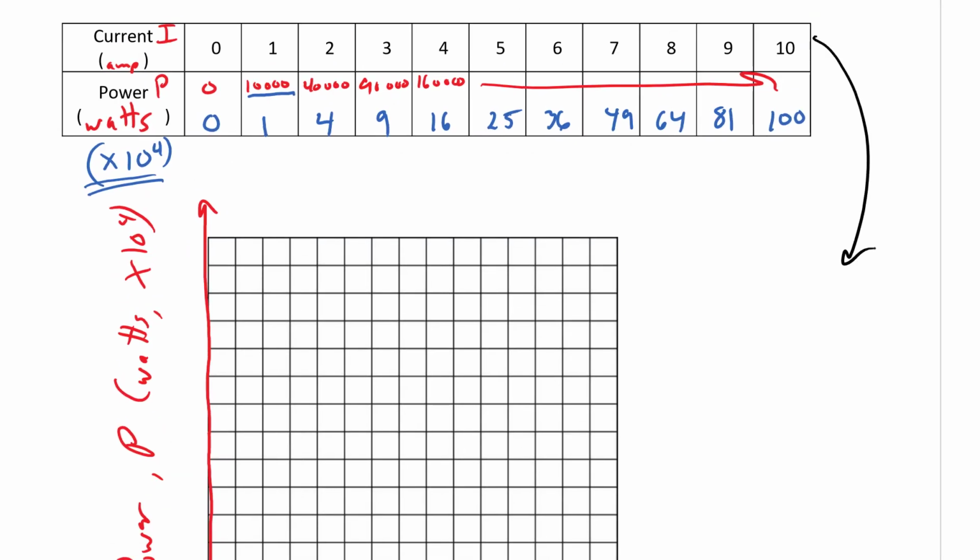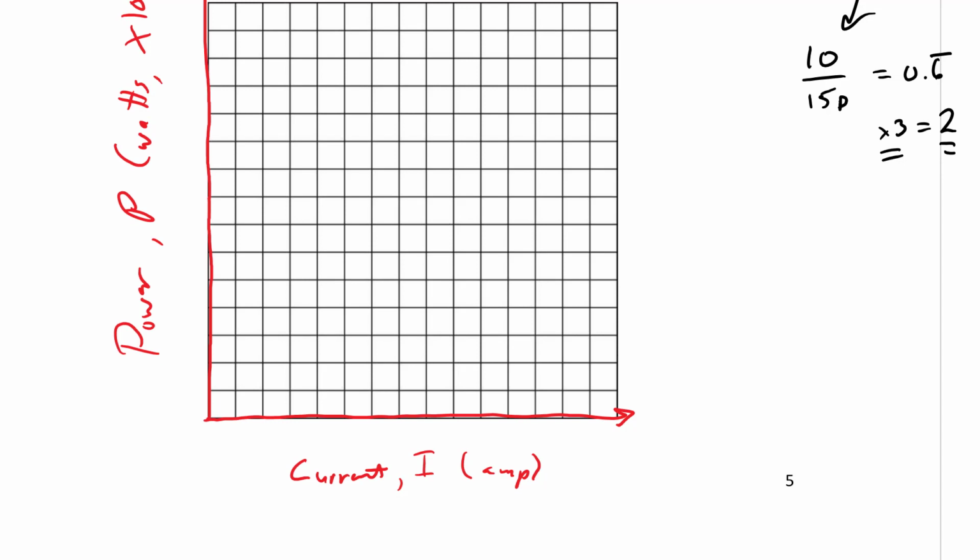In terms of range here, I have 10 divided by 15 squares. This gives me 0.666 repeating. Multiply that by 3, gives me 2. So every 3 squares is worth 2 units. 0, 1, 2, 3, and so on. I'm maximizing the use of that axis.